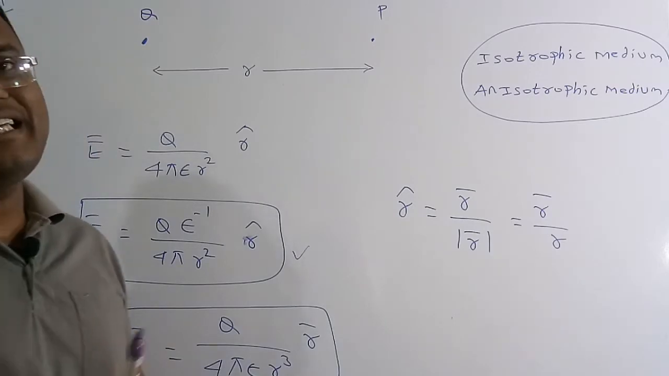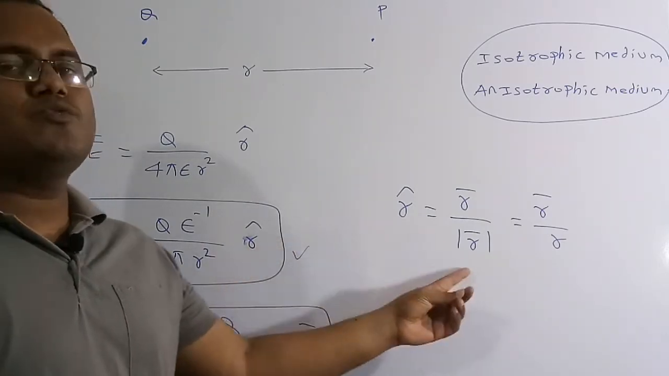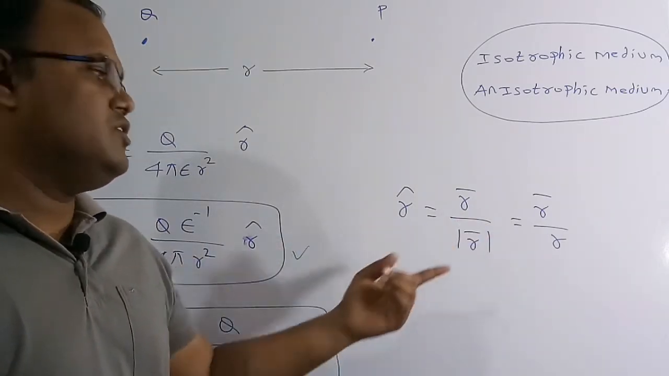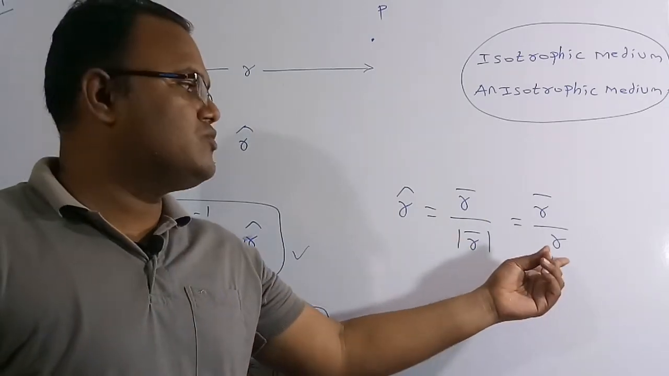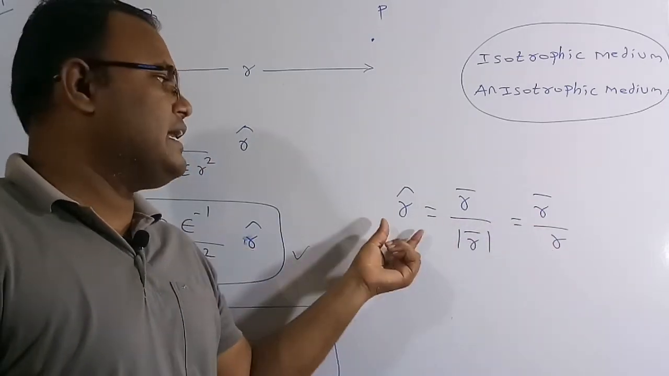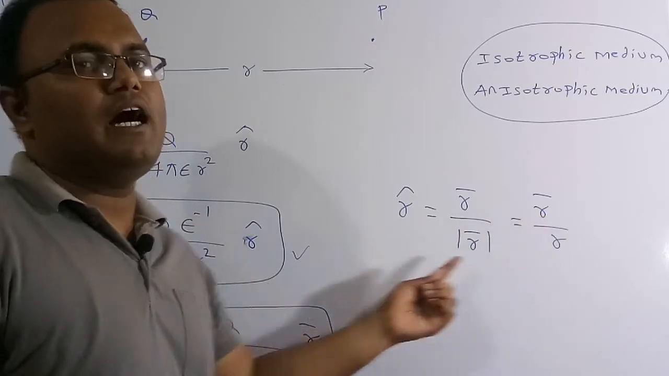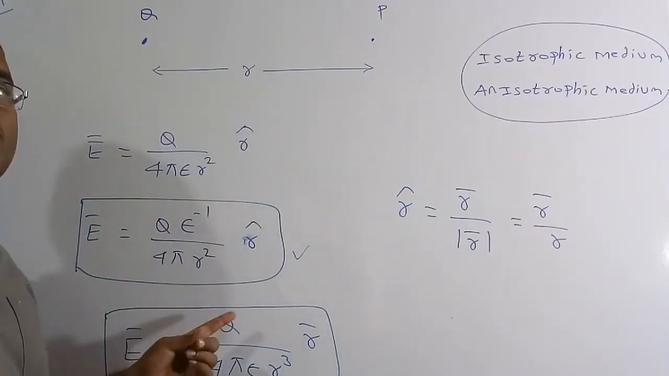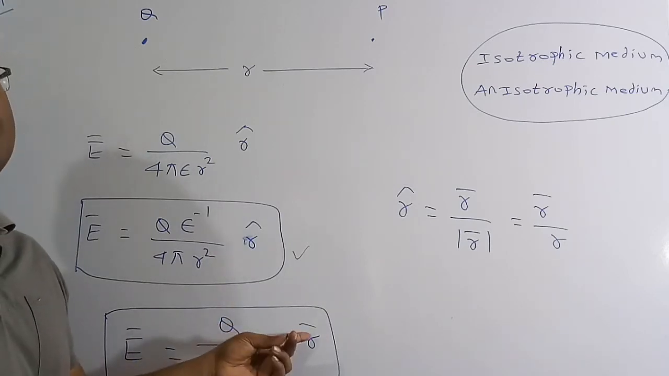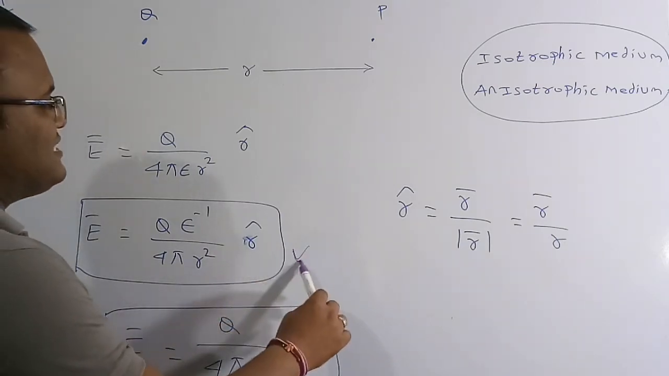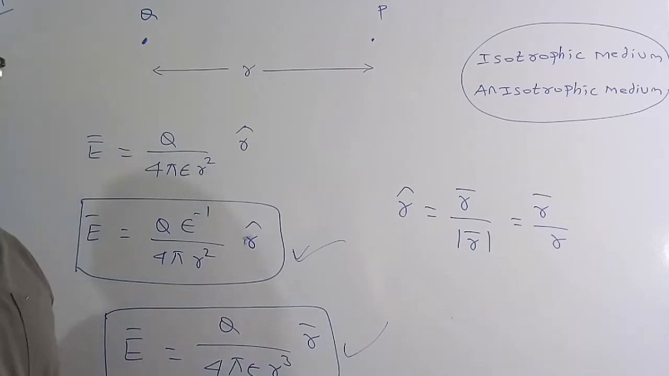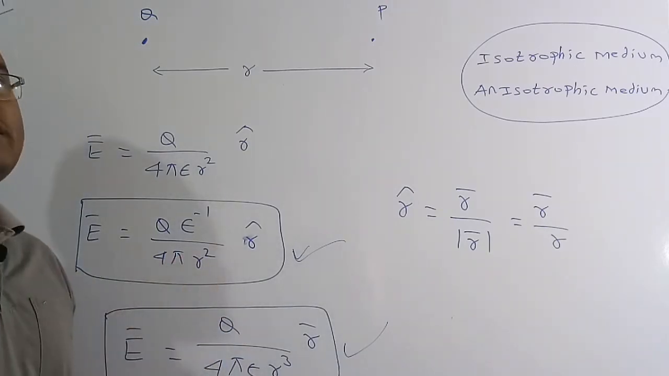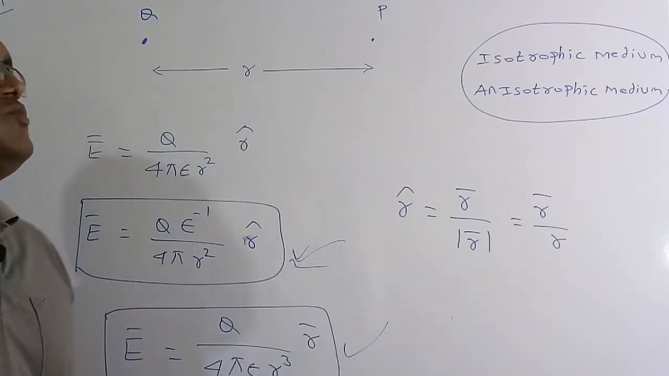I can also write it in another format: r cap is equal to r bar by the magnitude of that vector, and the magnitude of that vector is r. So I can replace r cap by r bar by r in this expression. After simplification, finally we get E bar is equal to q by 4 pi epsilon r cube into r bar. You can go for either this one or this one. In the options only this option is present, so this is the correct solution of this question.